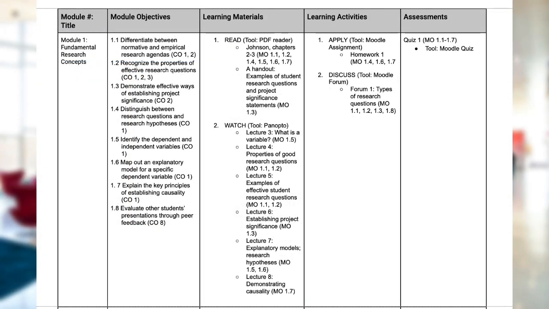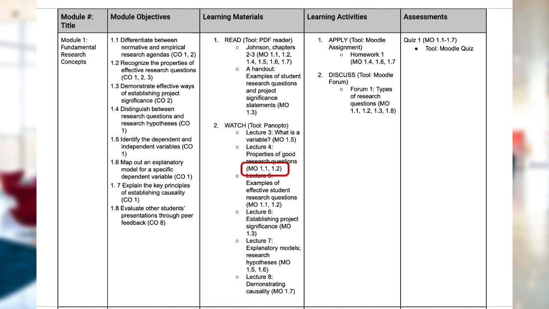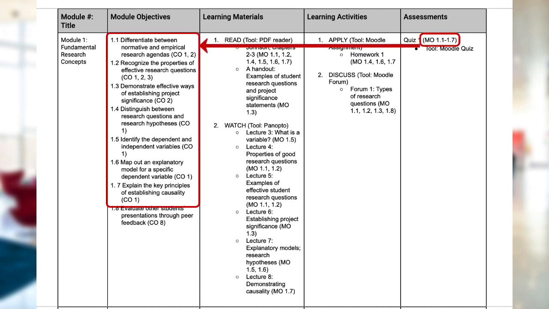Students in this course read text and watch videos related to the module objectives. The instructor has noted alignment by listing the corresponding objective or objectives after each material or activity. For example, MO 1.1 indicates that a material or activity helps students achieve Module 1, Objective 1. The last column in this course map is for assessments. Again, the instructor has indicated how each assessment aligns with module objectives.